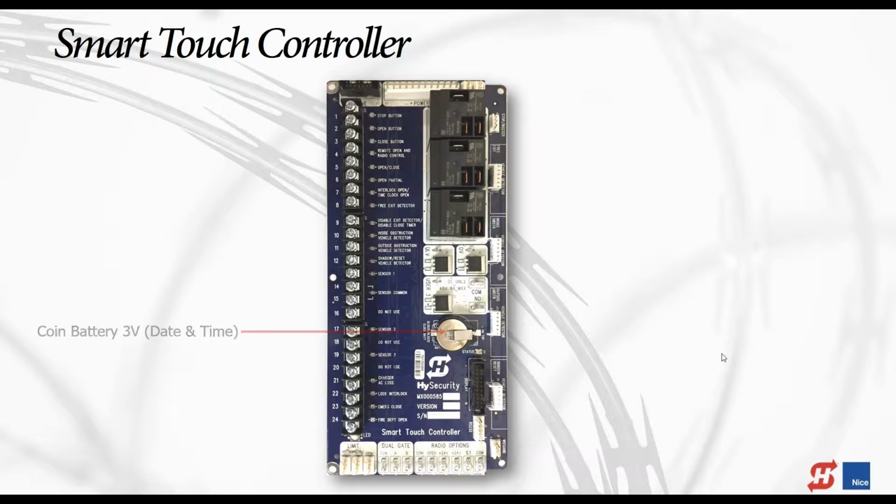Let's keep going here. Coin battery, date and timestamp. Most of you are probably aware that we keep 320 events on our board in non-volatile memory. We date and timestamp those. So there's a coin battery.